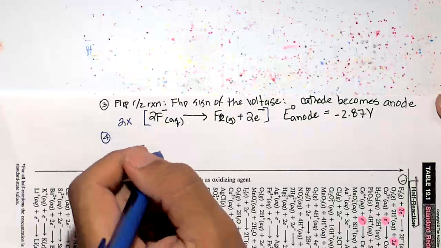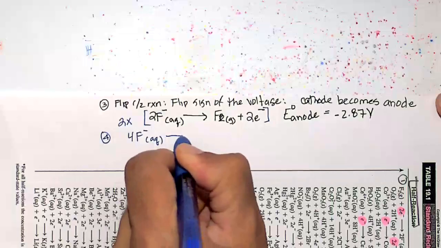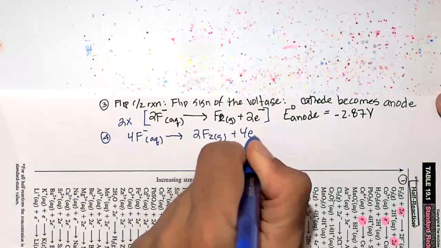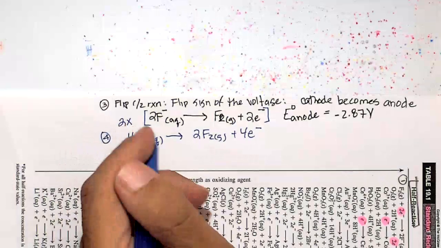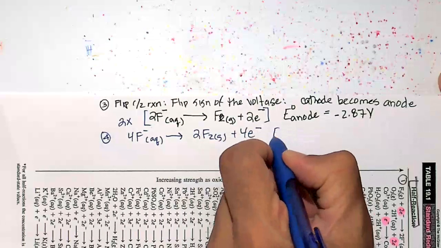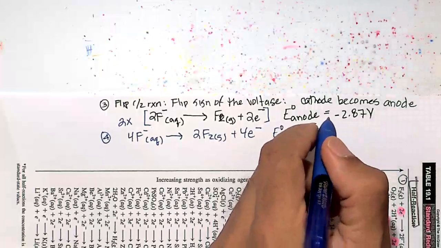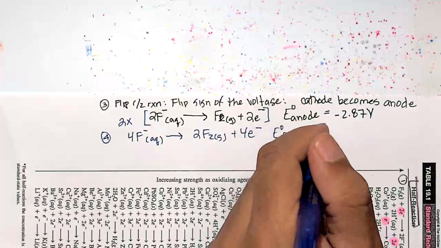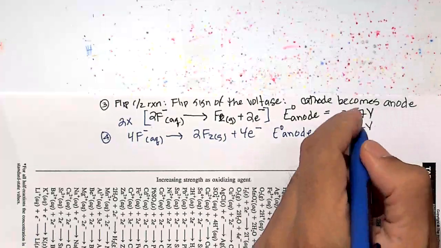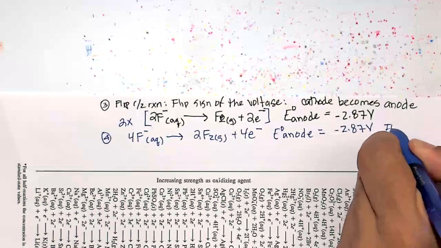So when I multiply this half reaction by 2, I get 4F minus goes to 2F2 gas plus 4e minus. This is still the anode. All I did was multiply it by a number, 2. This is still the anode, but what is its voltage? It's still going to be minus 2.87 volts. In other words, all of these voltages never change. They are invariant.